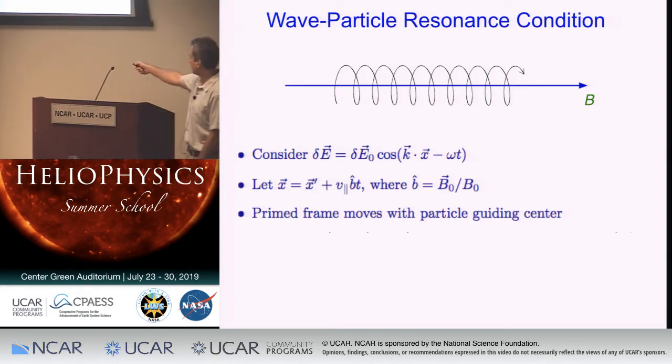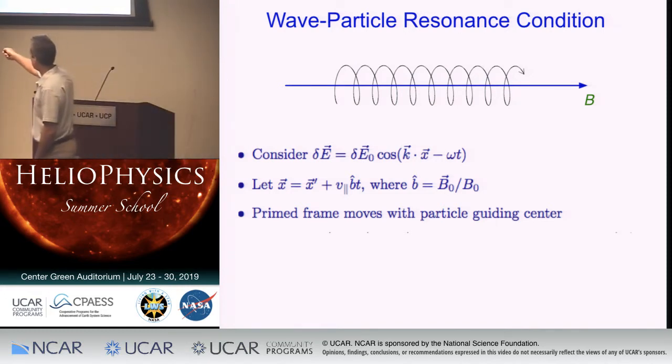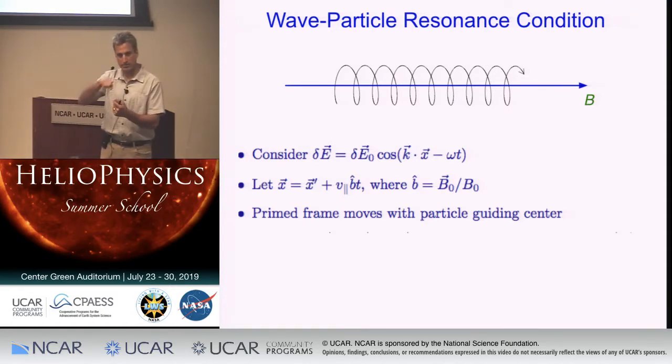We're going to define a new position x prime, such that x, the original position, is x prime plus v parallel b hat t, where b hat is the magnetic field unit vector. So basically, what is this, v parallel b hat t? That is a position that's moving to the right at a constant speed. Basically, it's the guiding center velocity of that particle. So you can think of the particle's helical motion as the sum of two pieces. One is uniform guiding center motion along the background field. And then the second is just circular motion in the plane perpendicular to the background magnetic field.